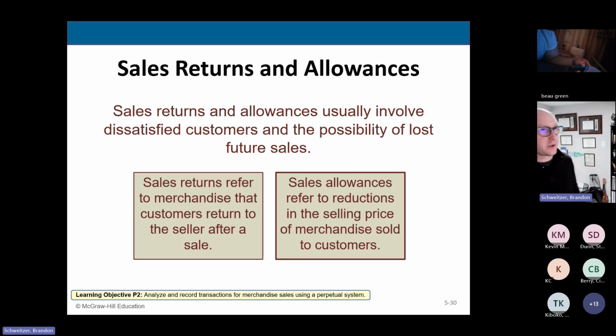So sales returns and allowances usually involve a dissatisfied customer for whatever reason and the possibility of lost future sales. We upset the customer, they're not going to come back to us. Sales returns refer to merchandise that the customer returns after the sale has been made.